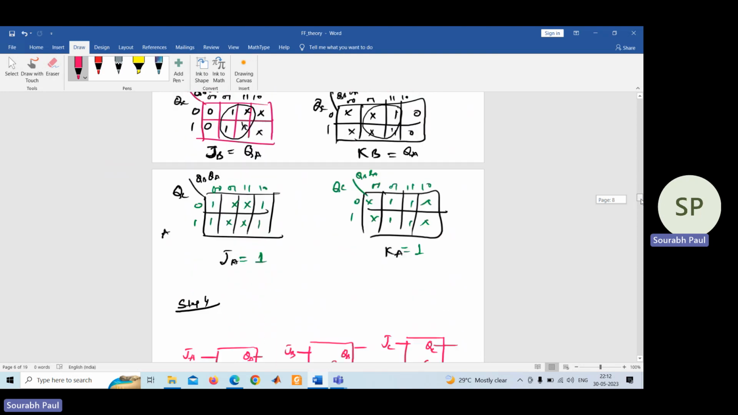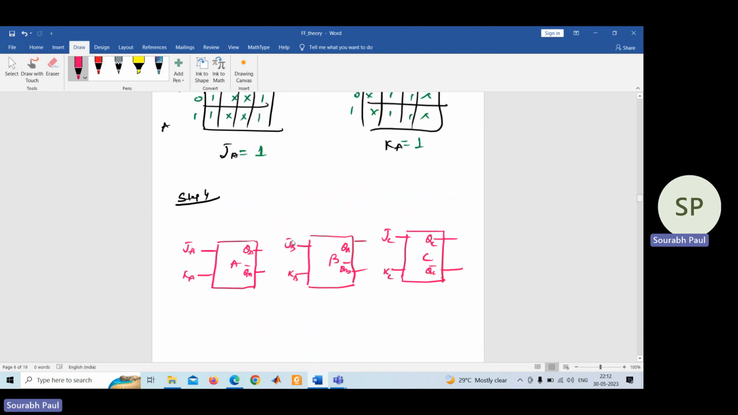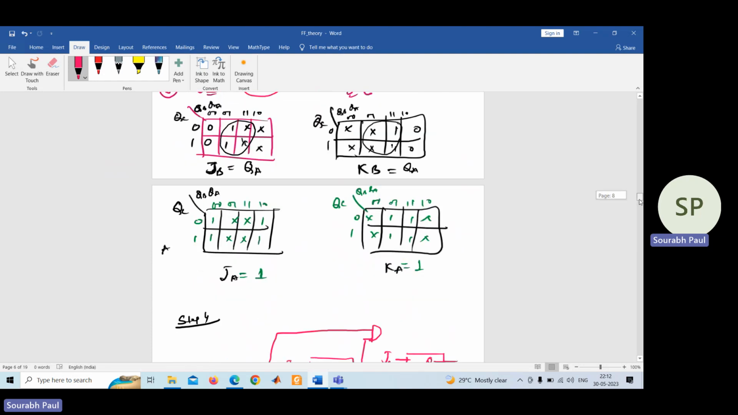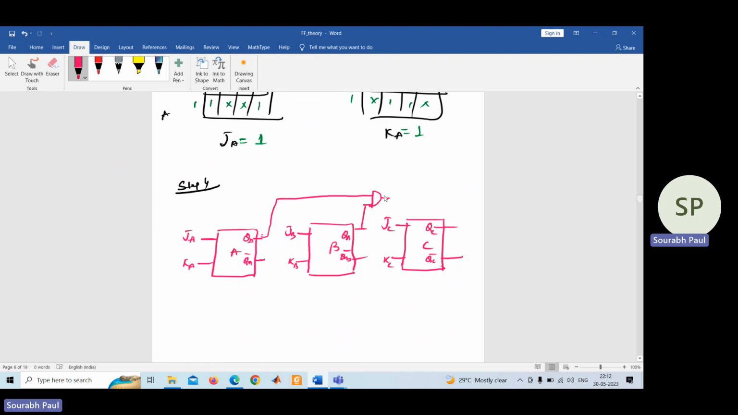For JC we got QB and QA. Now check where QB is. This is QB and this one is QA. We got JC equal to QB and QA. It means that it is an AND relation. Check the expression: that is an AND relation between QA and QB, and that gives the value of JC. So you need an AND gate and connect its output to the input terminal of JC.